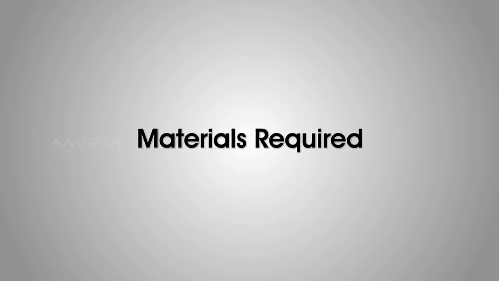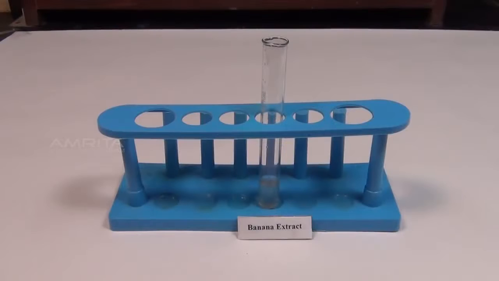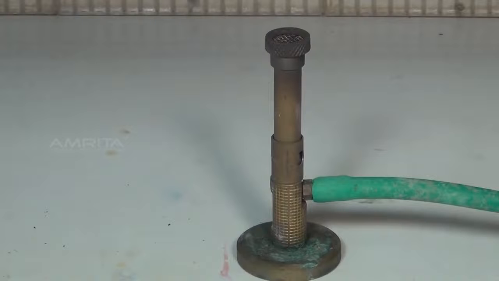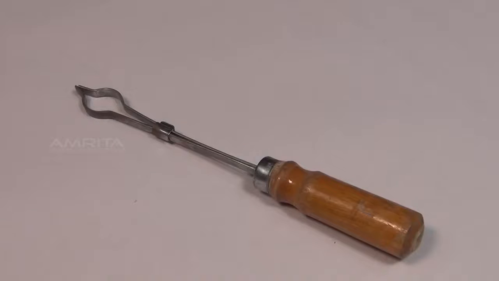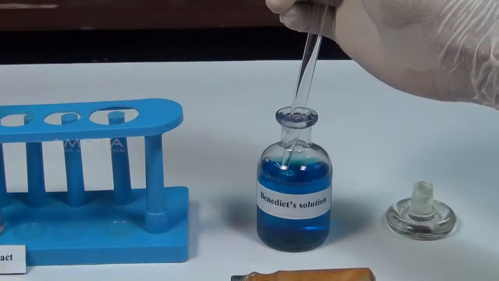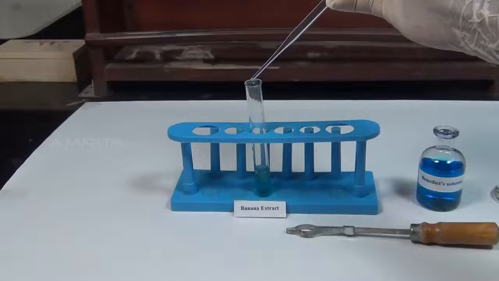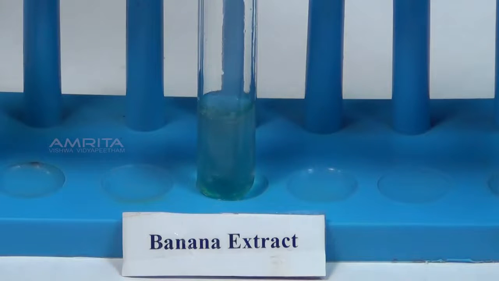Benedict's test. Materials required: banana extract in a test tube, Benedict's reagent, burner, test tube holder and a dropper. Procedure: using a dropper, take a small quantity of Benedict's reagent. Add the reagent to the test tube containing banana extract.